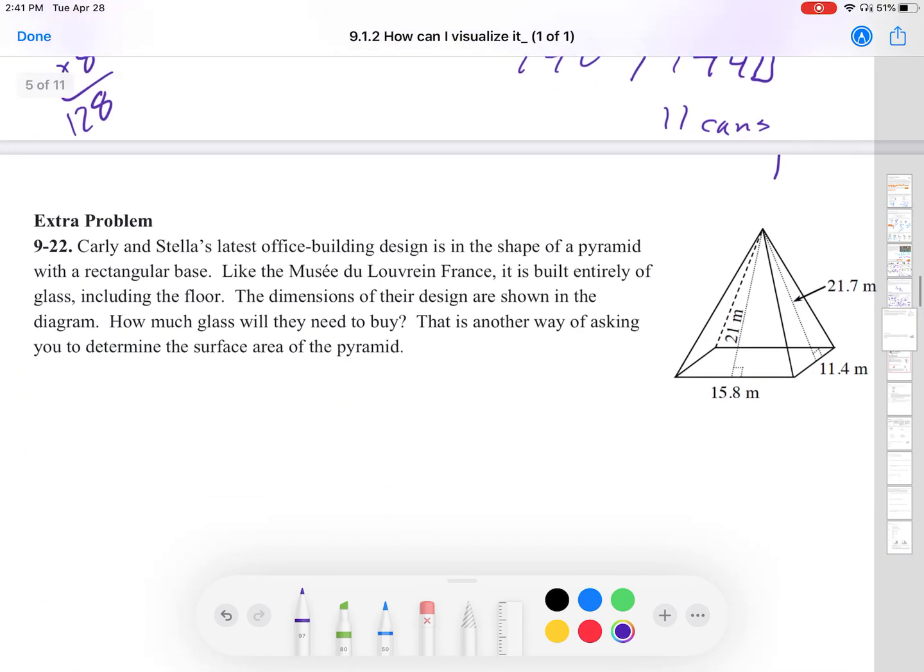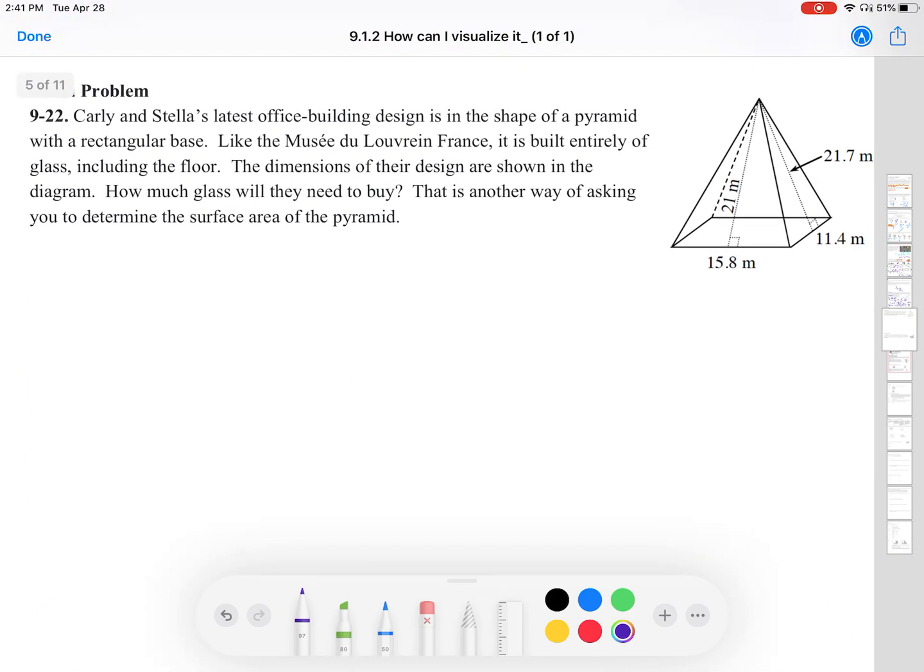All right, lastly, Carly and Stella's latest office building design is the shape of a pyramid with a rectangular base. Like the French name of something I cannot pronounce, it is built entirely of glass, including the floor. That's impressive. The dimensions of the design are shown in the diagram. How much glass do they need to buy? That is another way of asking you to determine the surface area. So just the pyramid, sorry. So just look at the base.